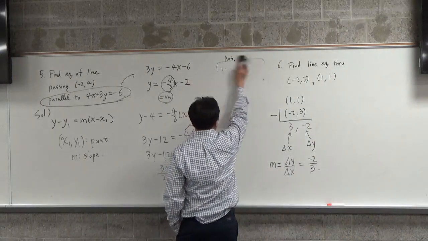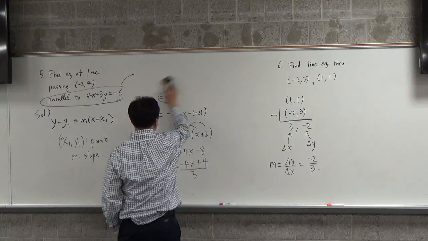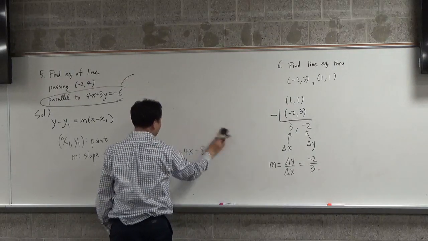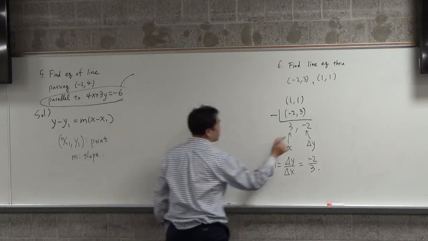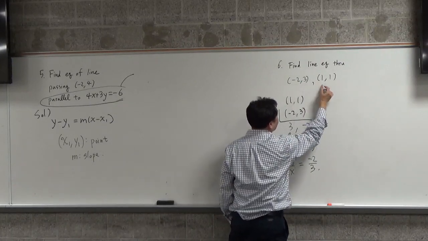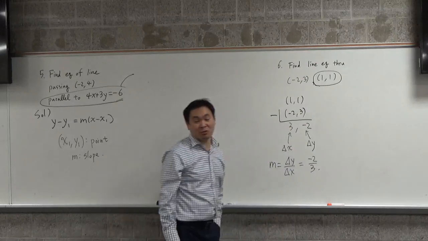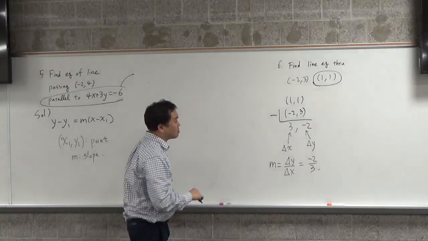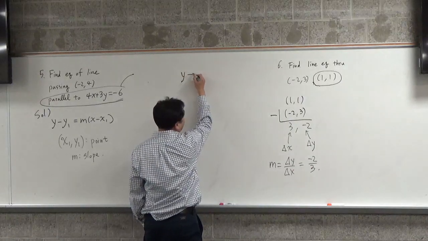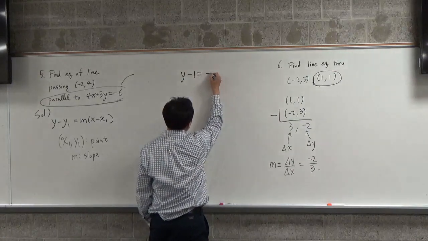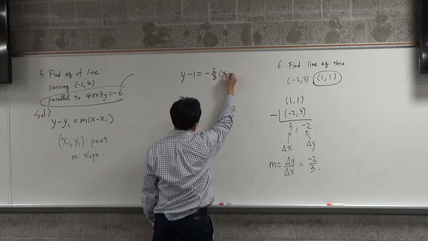Okay. Now that's almost the answer, because we have a point and a slope, right? We can choose either point, but it's easier to choose one. Those are simpler numbers. You can choose the first one. At the end of the day, it will be the same. Okay, so you have y minus 1 equals negative 2/3 x minus 1.